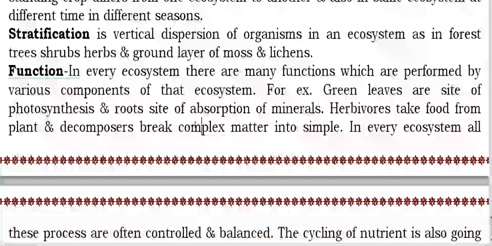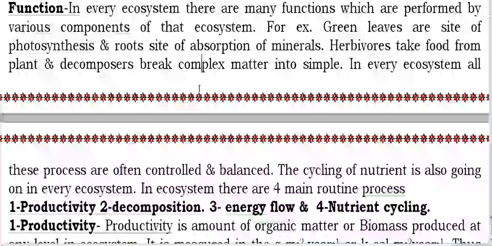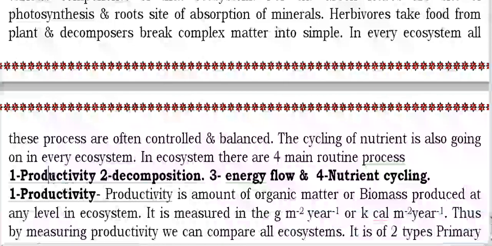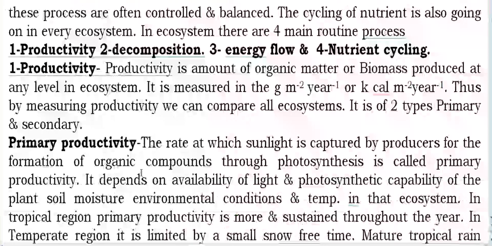In every ecosystem there are many functions. For example, there may be absorption of light, or there may be fixation of energy. So there are four main things. First is productivity, second decomposition, third energy flow, fourth nutrient cycling. First is productivity. Productivity is the amount of material or biomass produced in any ecosystem.